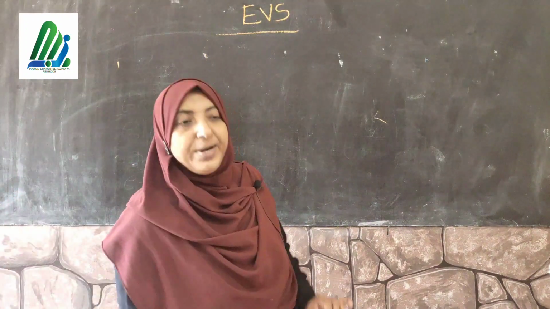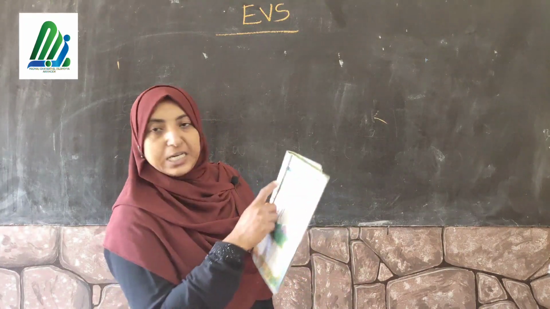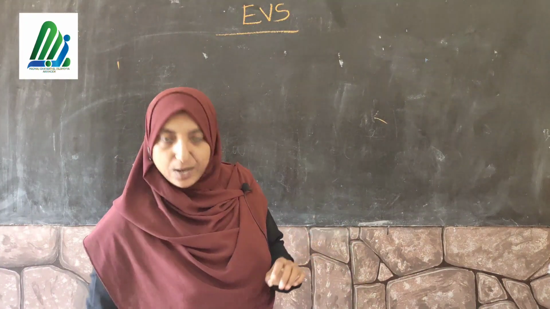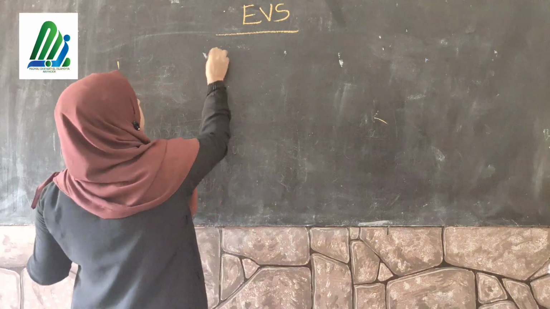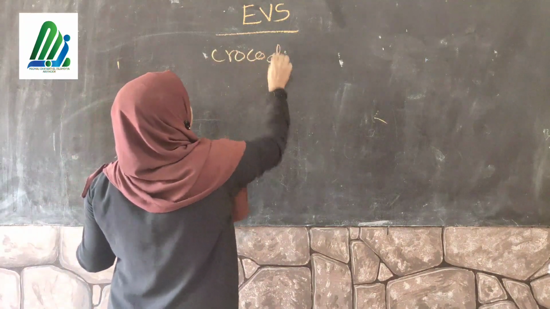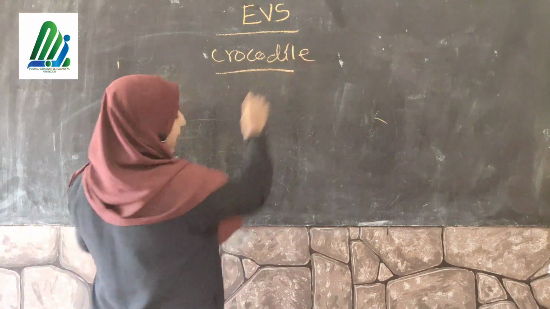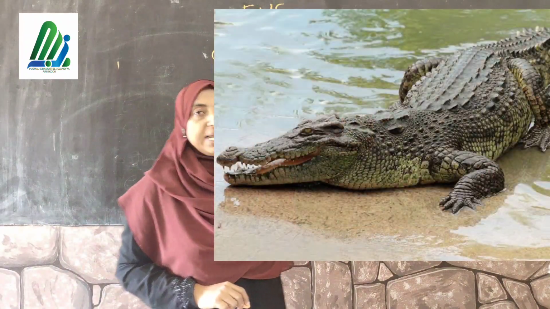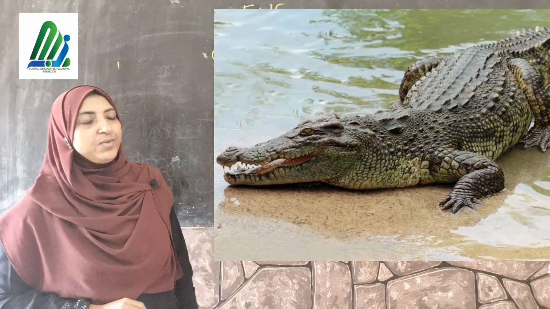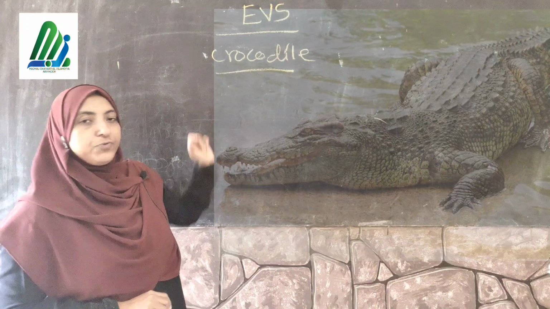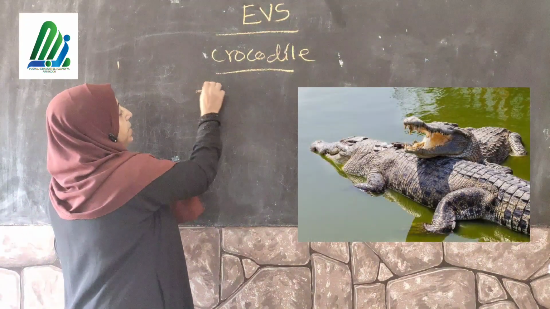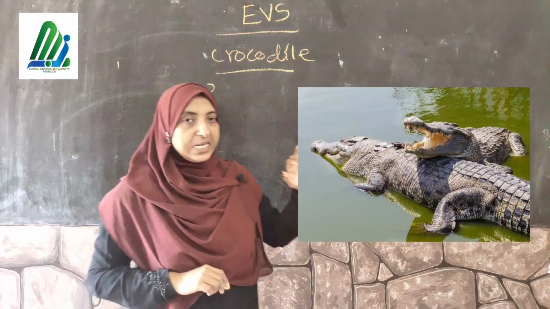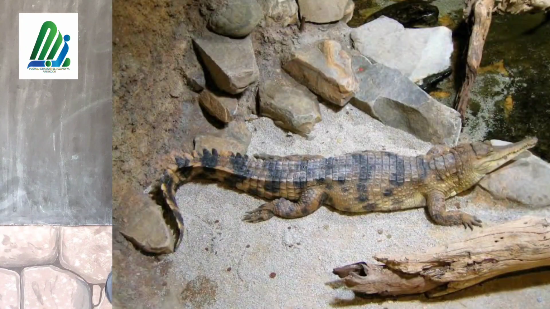Okay, in your textbook you can see duck is over, now there is crocodile. Okay, so we are going to study what are the adaptations of crocodile. Okay, see the picture of a crocodile here. Clear? Then the first important adaptation of the crocodile is, you can see that it has a long tail.